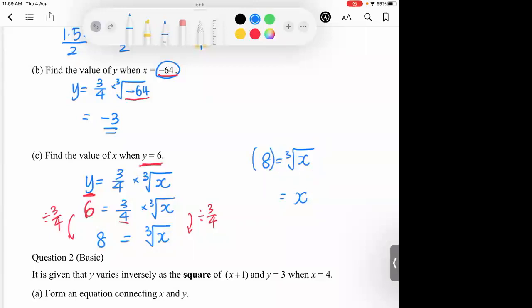Okay, cube everything, or rather I don't write this way, I just cube both sides. I cube both sides, so it becomes 8 cubed. 8 cubed is the number 512. Answer.